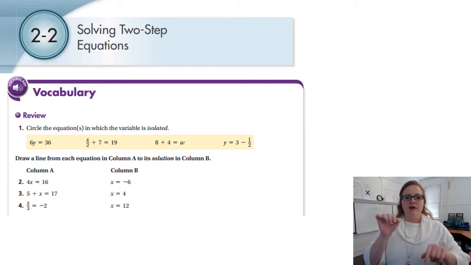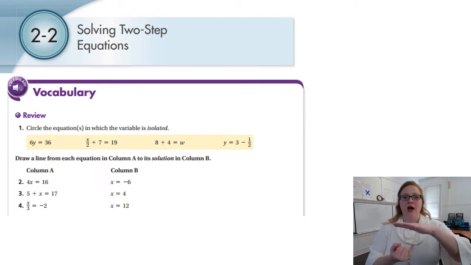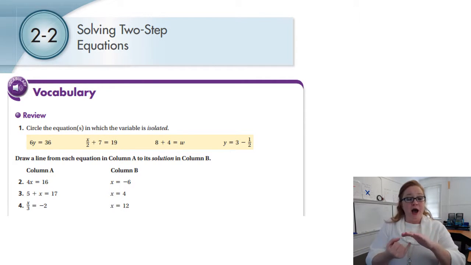Pause the video and answer questions 1 through 4. When you're finished, start the video again to check your answers. Vocabulary review. Number 1, circle the equation that have the variable isolated. Remember, isolated means alone.